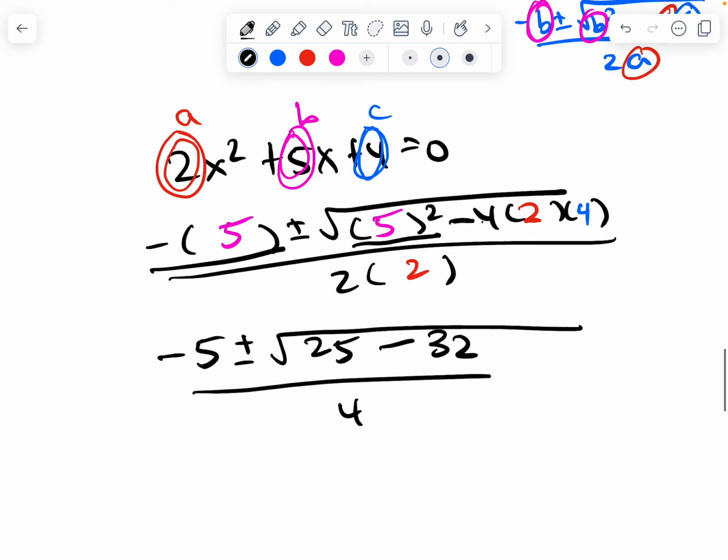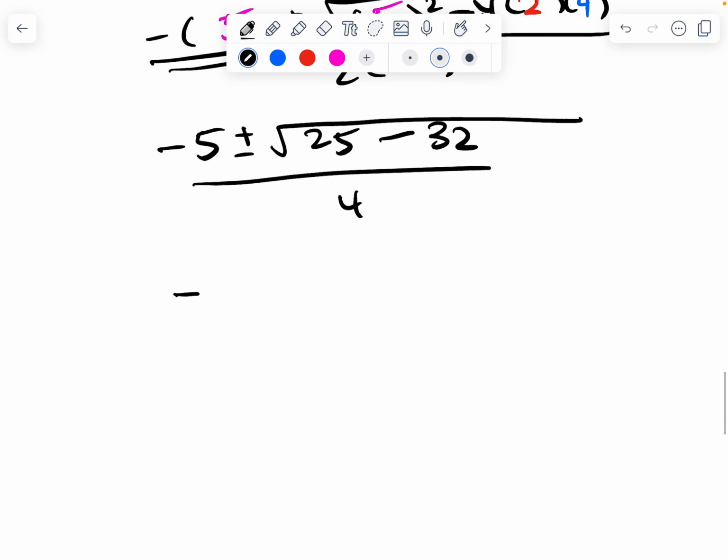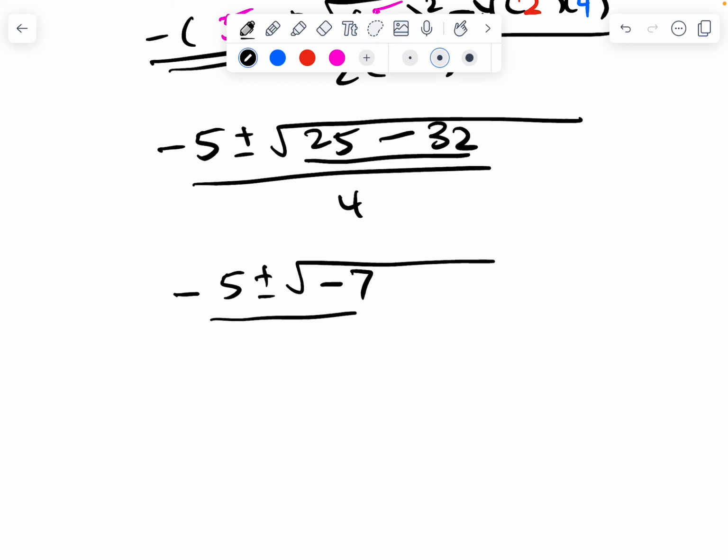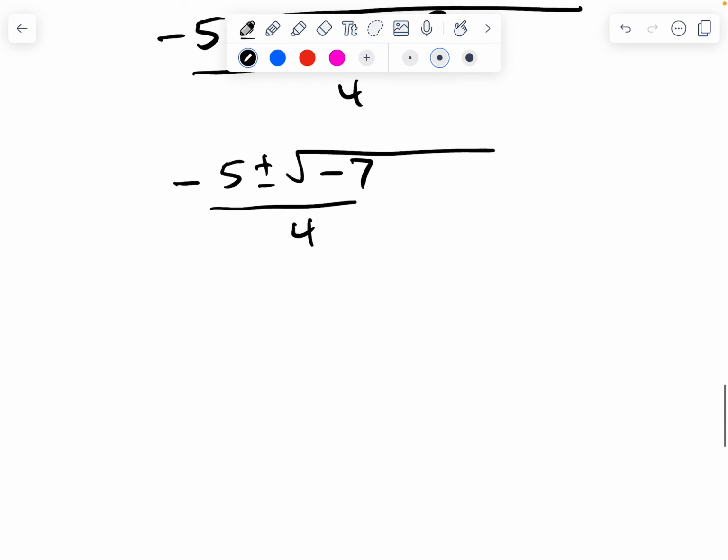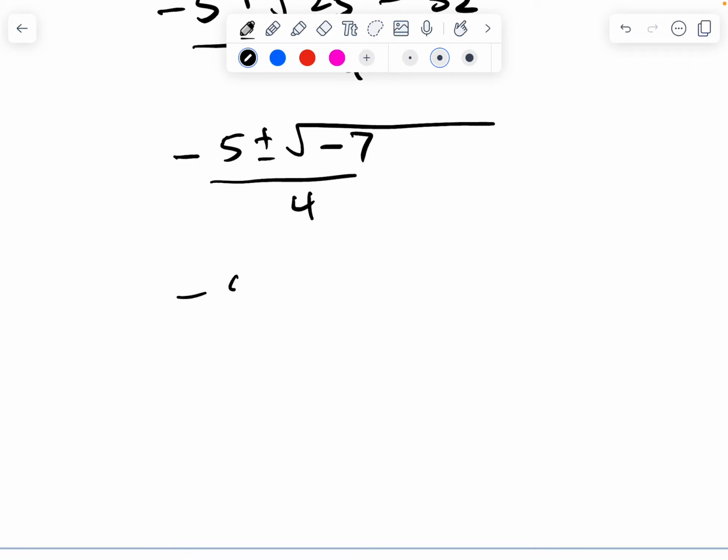Okay, now that we're here, it's easy to see what to simplify. All we got to simplify is this. So 25 minus 32 is going to be negative 7. And we're almost done, but remember when you have a negative under a square root, you pop out the letter i. And that is your answer.